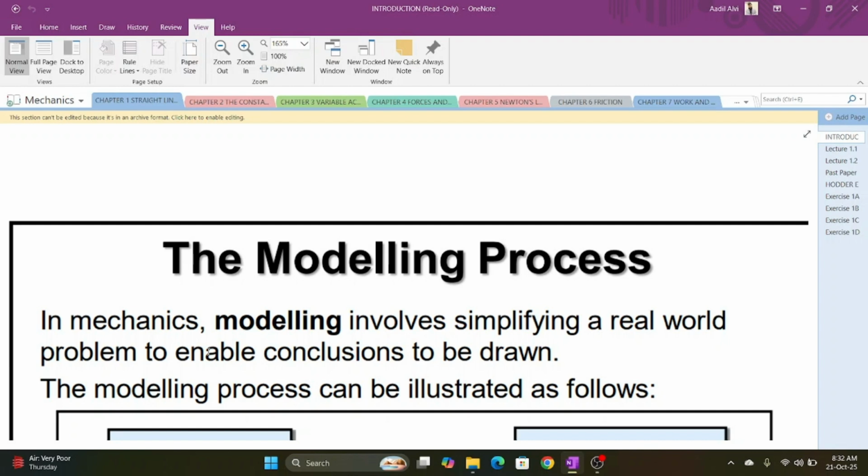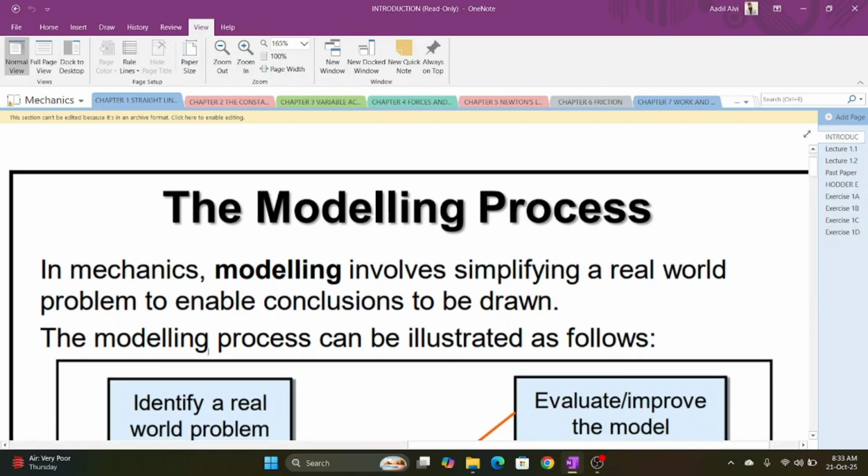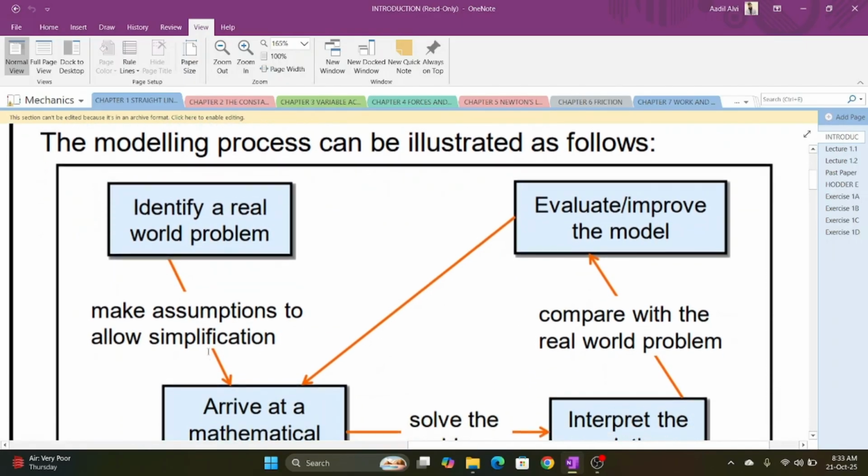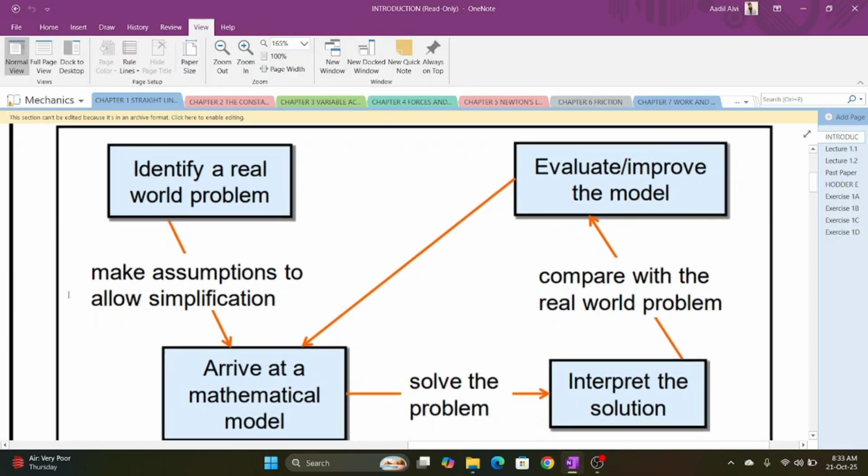We make the assumptions so that we can first simplify the problem so that we can deal with some of the aspects of the problem one at a time. All right. So the modeling process is something like this. This flowchart gives you a sequence of the steps involved. Okay. The very first one is identify a real world problem.